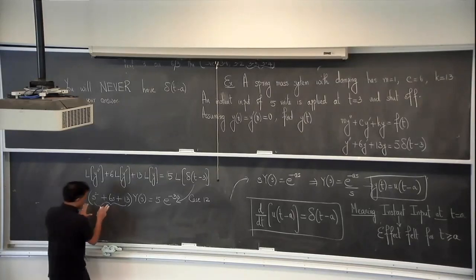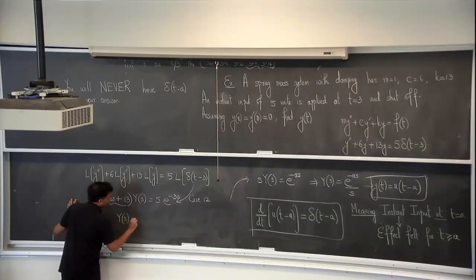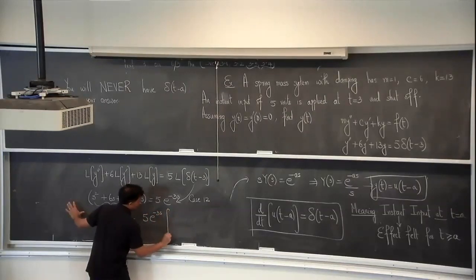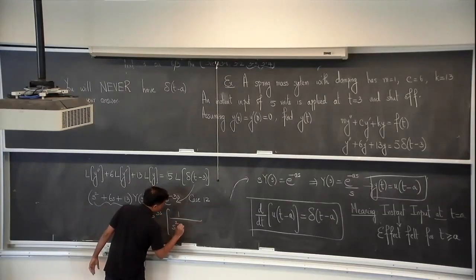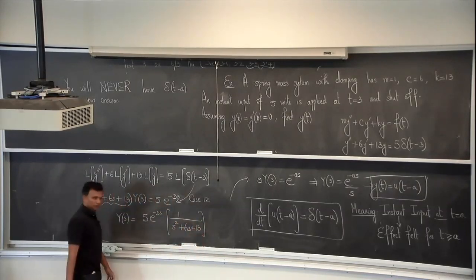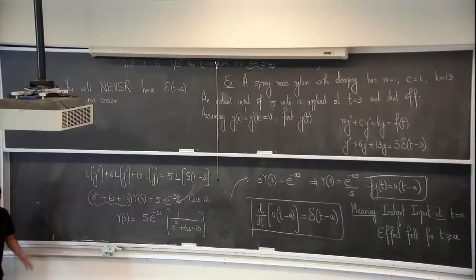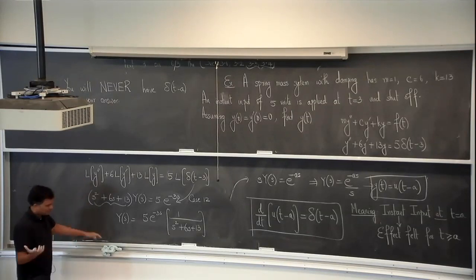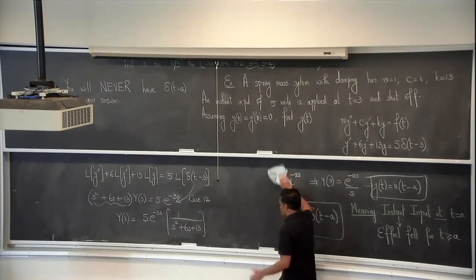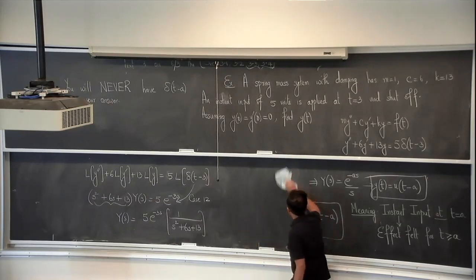Divide both sides by s squared plus 6s plus 13. It's equal to 5 e to the power of negative 3s times 1 over s squared plus 6s plus 13. So you expect the system to start oscillating once you hit this thing with a force of 5 units. Okay. Because it's a spring and mass, so the expectation is that once you give an external force, it will start moving. Okay.